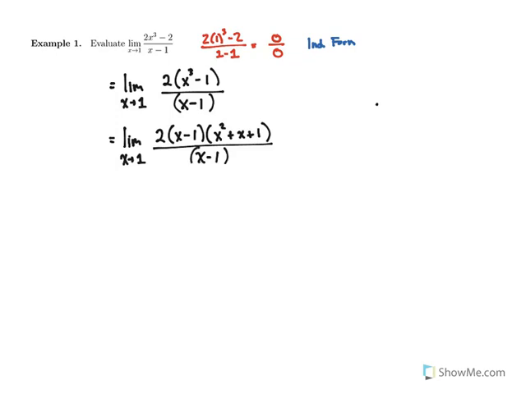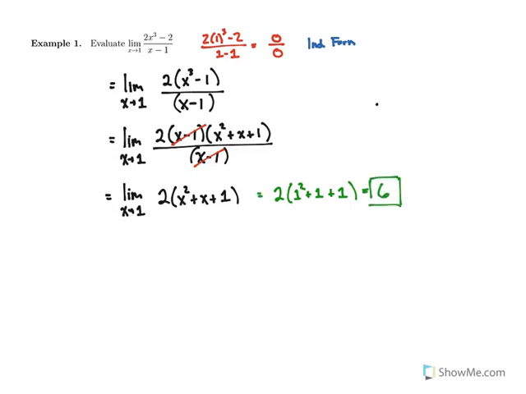And this is now where we can cancel the common factor of x minus 1 in the top and the bottom. And we're left with 2 times x squared plus x plus 1. And now we have a brand new limit problem, so let's try plugging in the value of 1. We have 2 times 1 squared plus 1, which is 2 times 3, which is 6. Since that's a real number, that is our answer. So the algebraic technique here was to factor and then cancel out the common factor x minus 1.